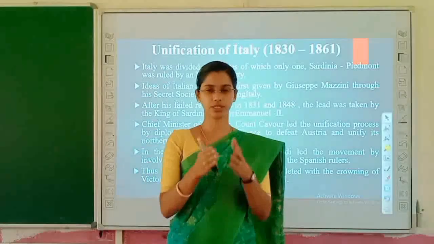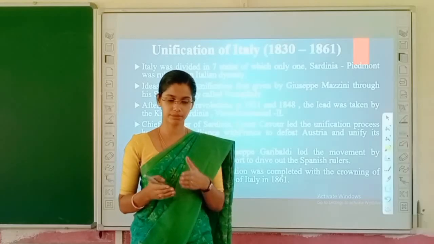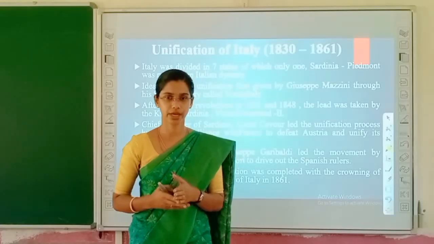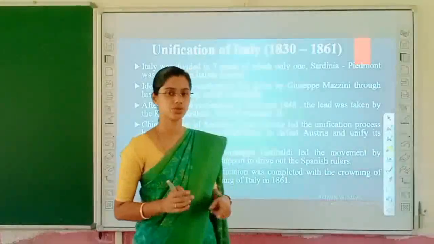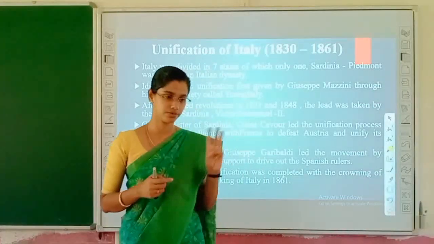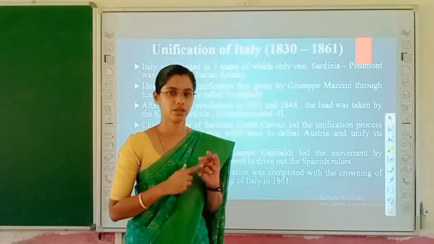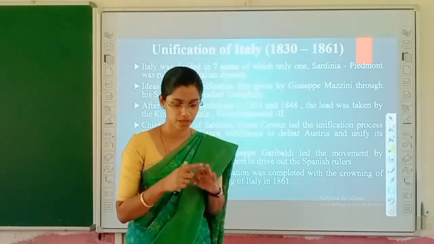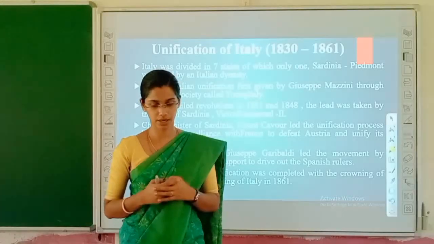Then the unification of Italy. Before unification, Italians were scattered across several dynasties, and in the middle of the 19th century Italy was divided into seven states. After the 1830s the unification process began, and Italy was unified in 1861. Three famous persons are associated with it. First, Giuseppe Mazzini, who formed the secret society. Another, Cavour as prime minister, who made a tactful diplomatic alliance with France to defeat Austria.